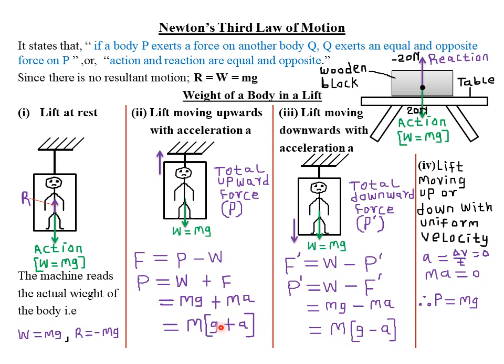But if you are given a question involving a lift moving upward with an acceleration a, then you use the formula: the reading of the machine, or the total upward force, will be the mass into (g plus a).